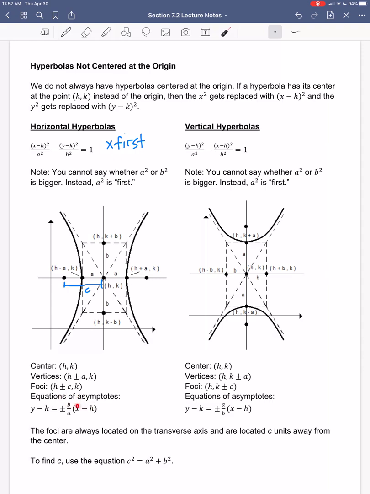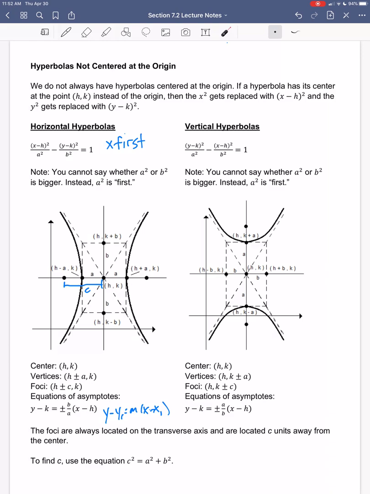The equations of the asymptotes, you don't really have to remember this, it's just the idea. Remember, we had y minus y1 equals m times x minus x1. And the x1 and the y1, that's just a point that the line goes through. Well, these asymptotes both go through the point (h, k), the center. So h goes in for x1, k goes in for y1. That's where this came from.